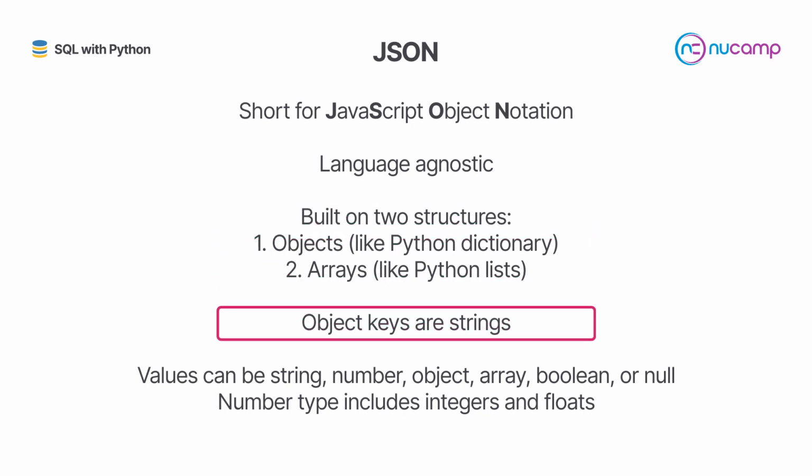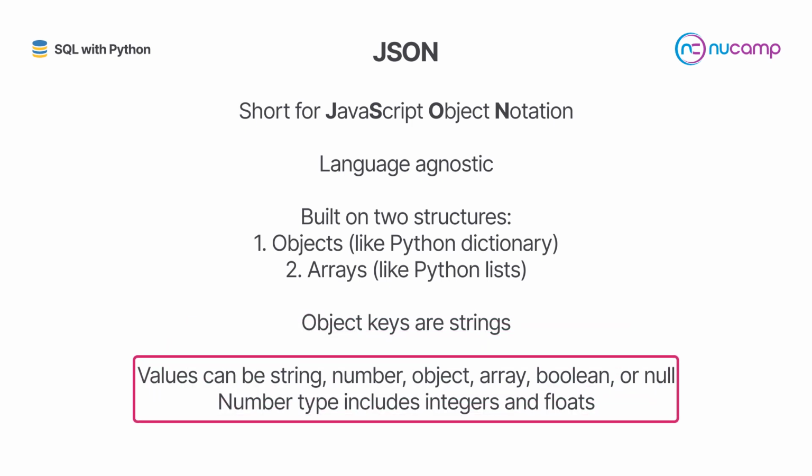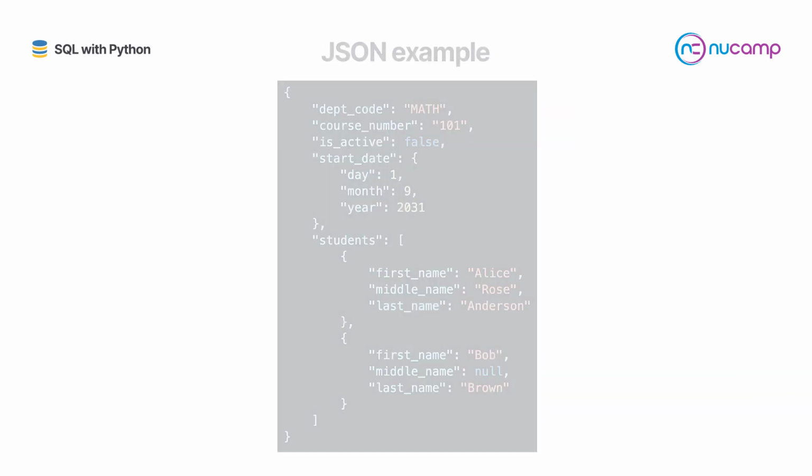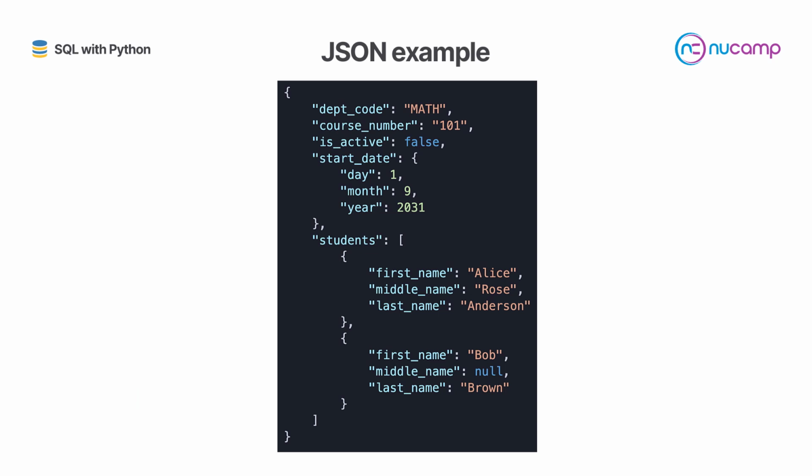The keys of an object must be of type string, but any other values can be of one of the following types: string, number, object, array, boolean, or null. In this case, a number includes both integers and floats. For example, a university course might be represented in JSON in this way. You can see the similarity to a Python dictionary. The data for the course is surrounded by an outer set of curly braces. Then inside these braces we have key-value pairs, such as the key department code, which contains the value math.